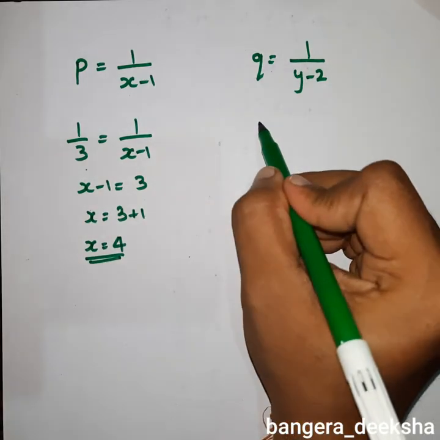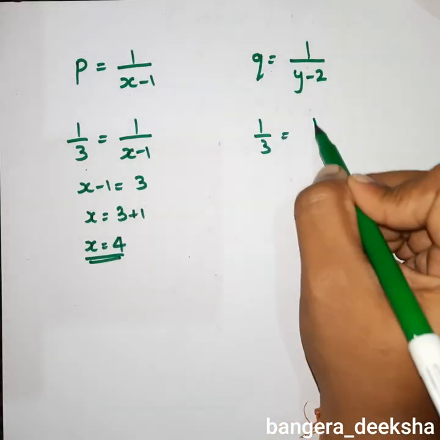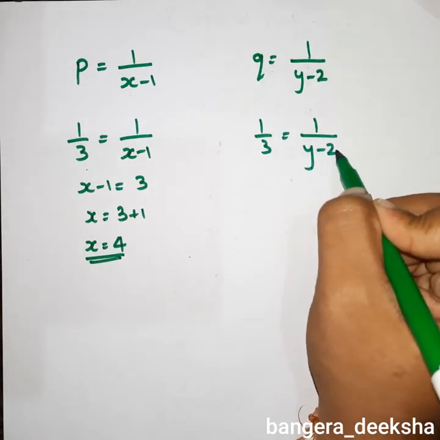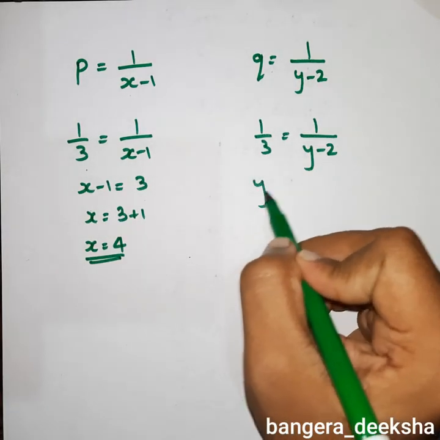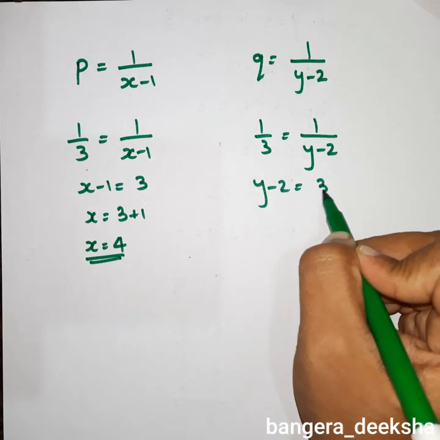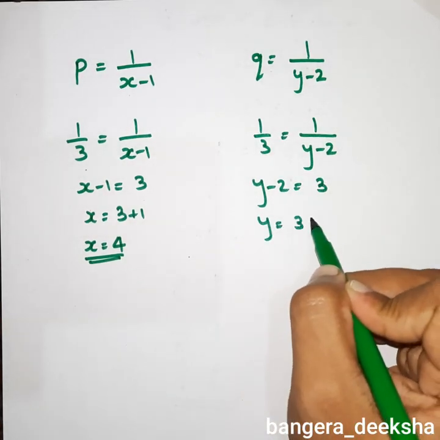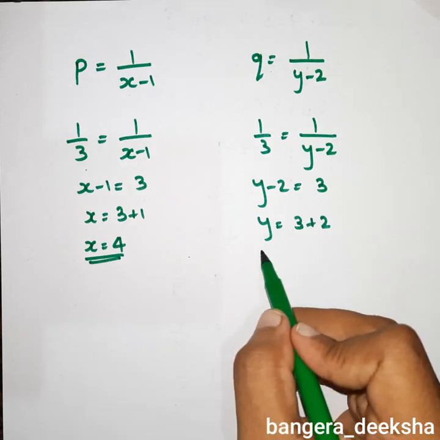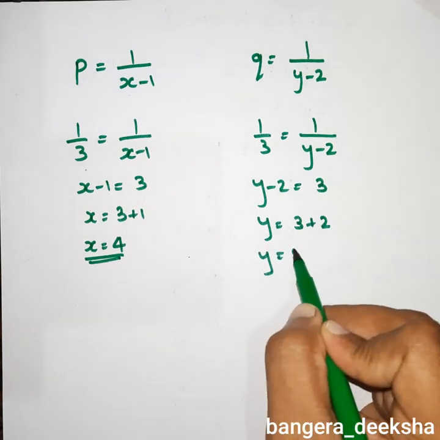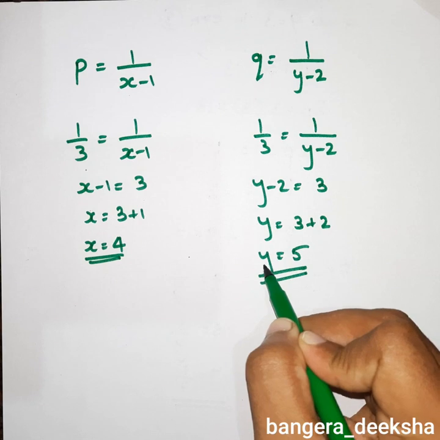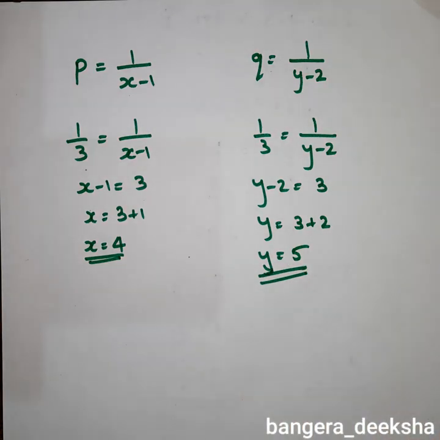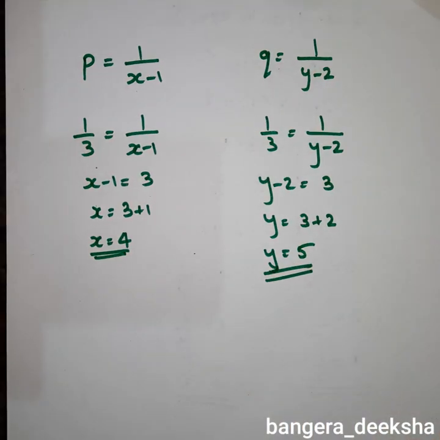Similarly here, you have 1 by 3 is equal to 1 divided by y minus 2. Cross multiplying, y minus 2 is equal to 3. Y is equal to 3 plus 2. Y is equal to 5. So this is our value. X is equal to 4 and y is equal to 5.